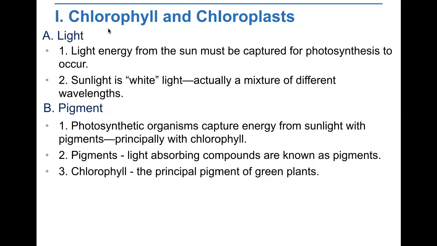Energy from the sun travels to Earth in the form of light. Sunlight, which our eyes perceive as white light, is actually a mixture of different wavelengths. Many of these wavelengths are visible to our eyes and make up what is known as the visible spectrum. Our eyes see the different wavelengths as different colors: shades of red, orange, yellow, green, blue, indigo, and violet.